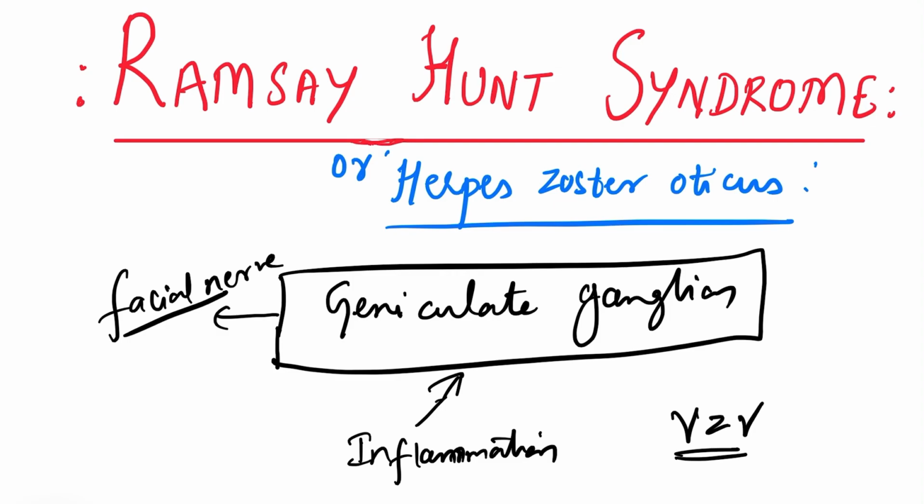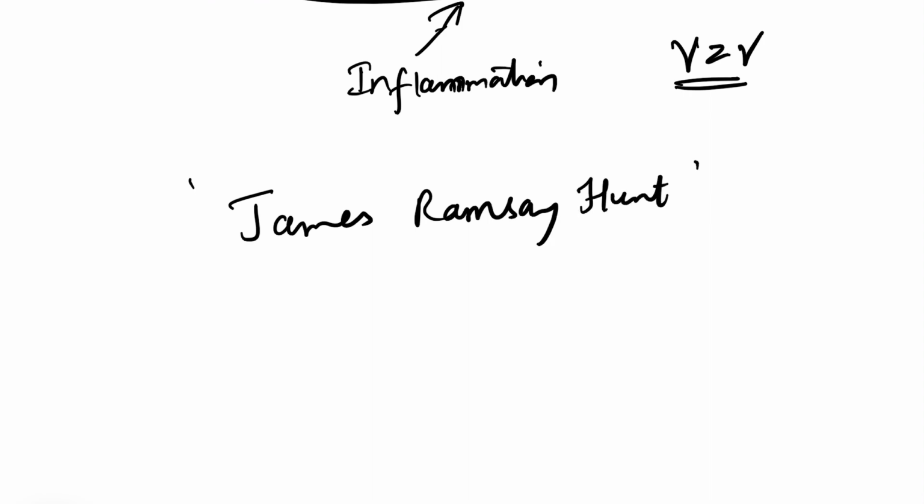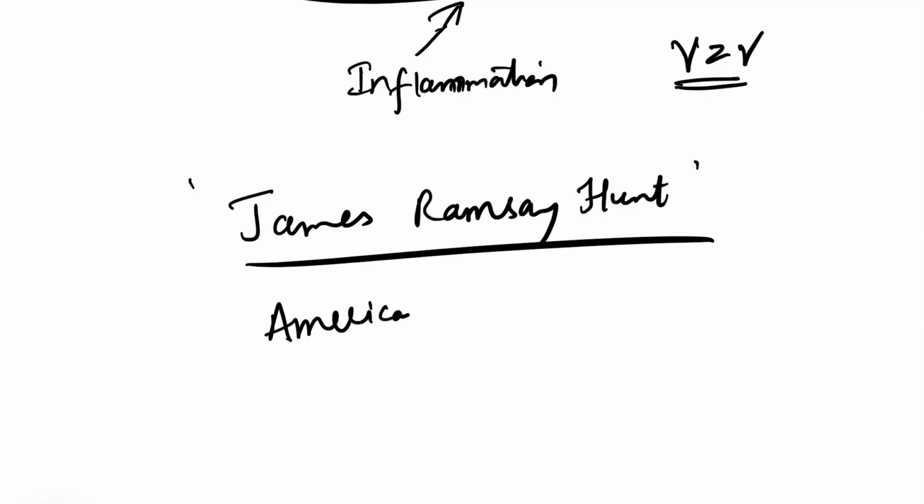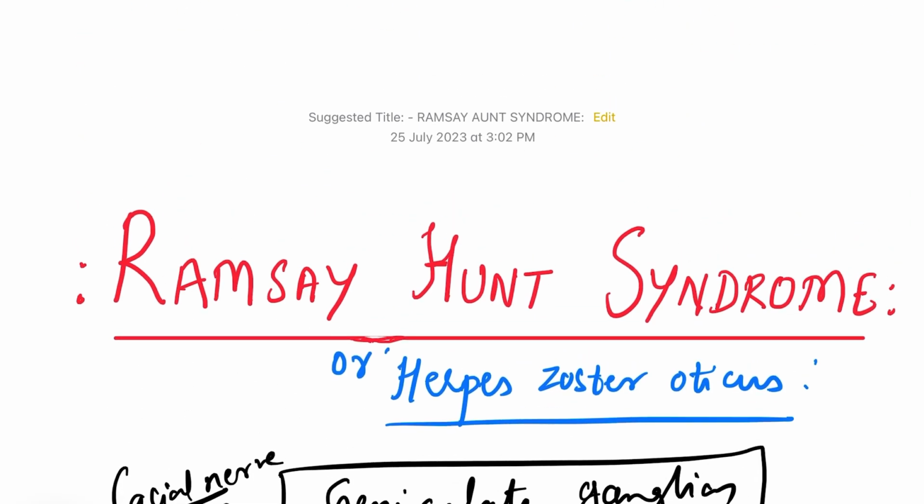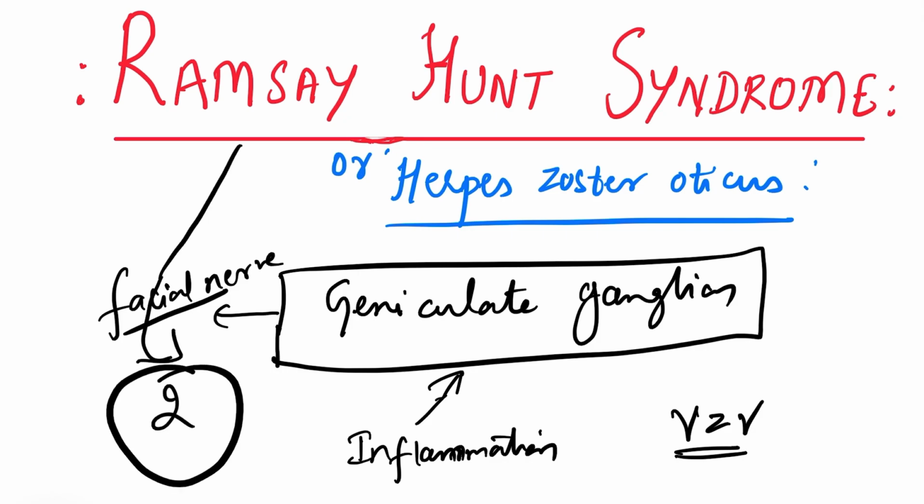Okay, now we'll discuss why these things occur, what is the pathophysiology and all. Before that, the history, that is, why this is known as Ramsay-Hunt syndrome. The syndrome is named after James Ramsay Hunt. He was an American neurologist, and he described the syndrome. So basically there are three neurological syndromes by his name: Ramsay-Hunt syndrome 1, 2, and 3. Out of this, more specifically, this is Ramsay-Hunt syndrome 2.